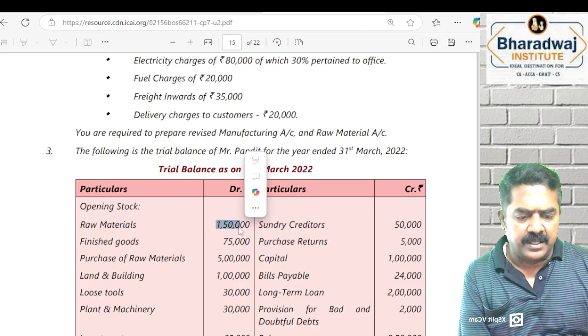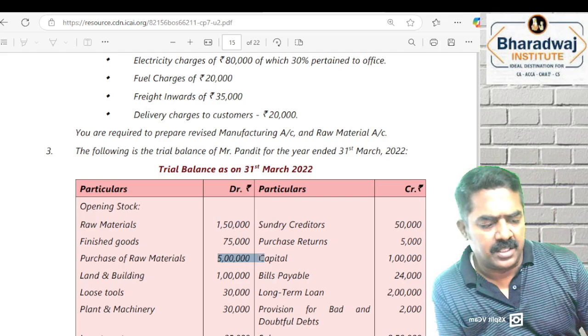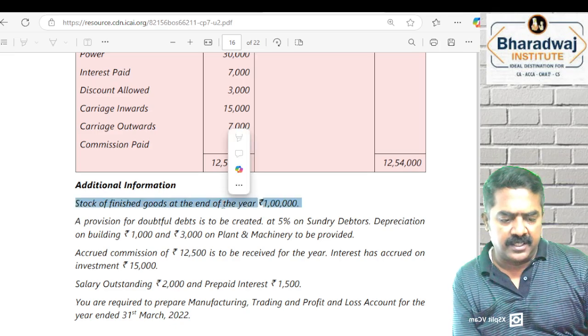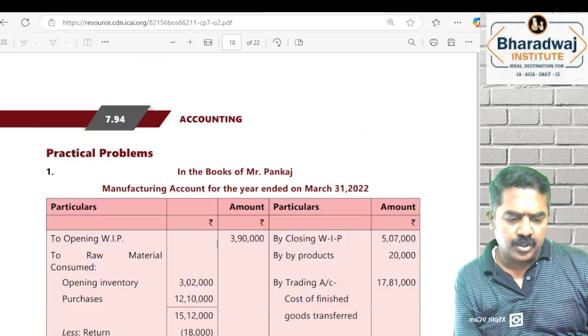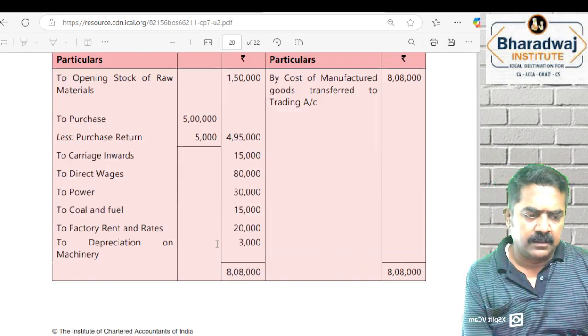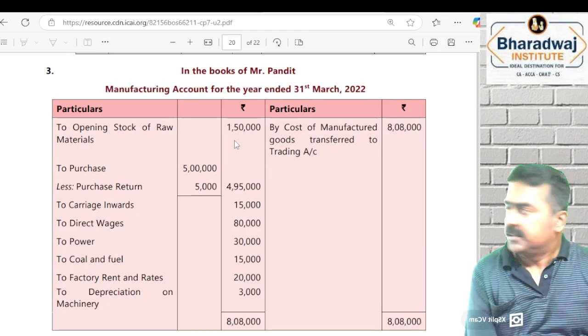Opening stock of raw material, purchase of raw material will come. Closing stock is given only for finished goods. So we prepare the manufacturing account. Check your answer.